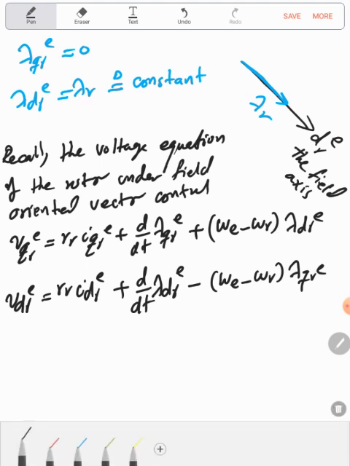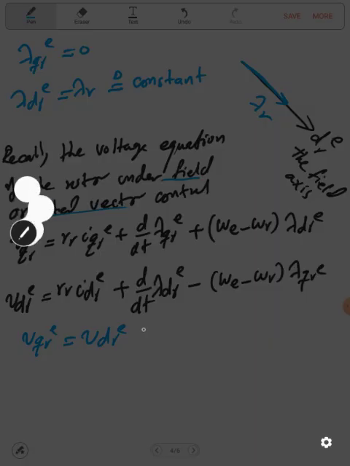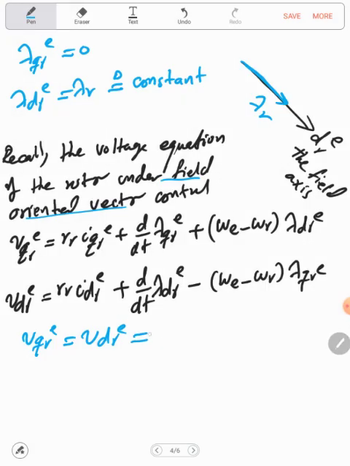So under field-oriented vector control, and the assumption that we have either a squirrel cage configuration for the rotor or a wound rotor where the slip rings are shorted, simply we will have VQRE equal to VDRE, which is equal to 0.